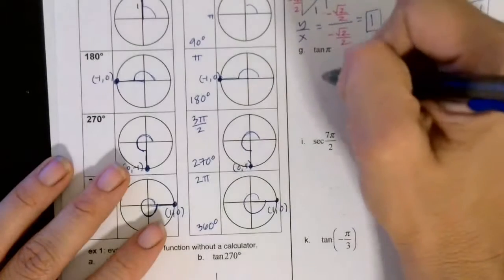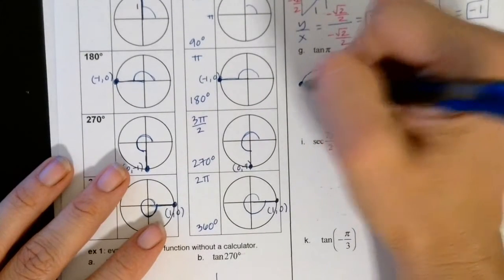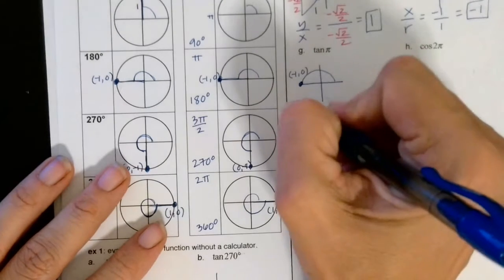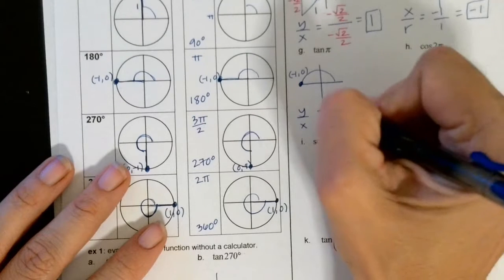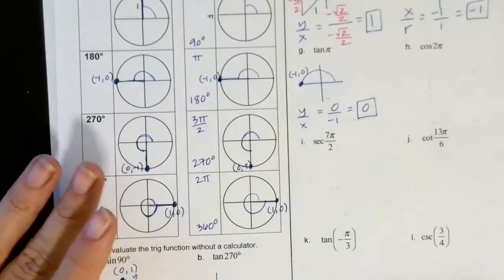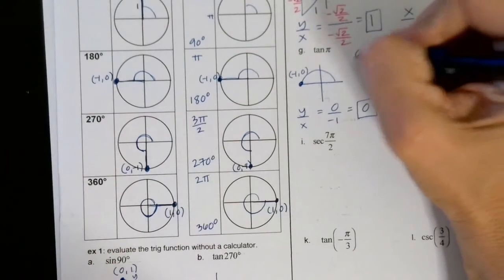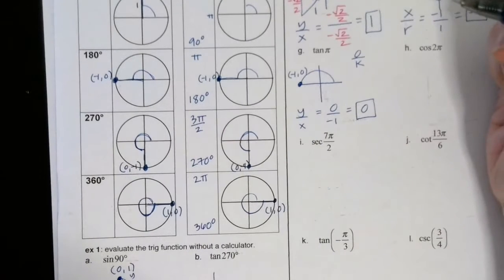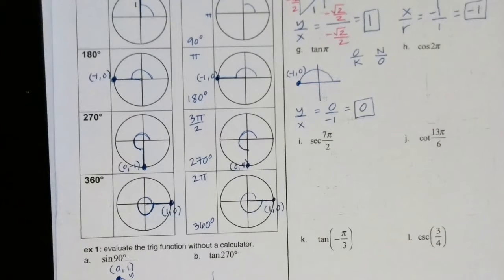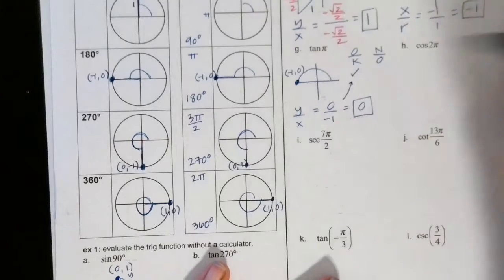Alright, tangent, we're doing radians. Tangent of pi. Pi is here. This is the point -1, 0. Tangent is y over x, so this is 0 over -1, which is 0. So sometimes it'll be 0 and sometimes it'll be undefined. Friendly reminder, it's okay to have 0 in the numerator. It is a big no-no to have 0 in the denominator. Okay? So we were in this situation here.